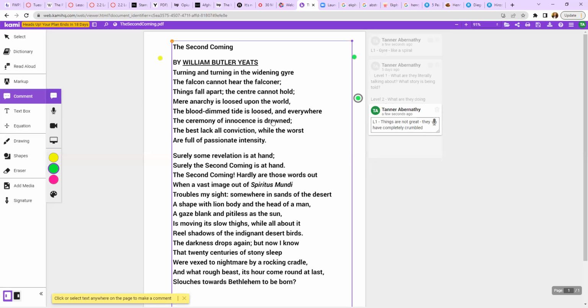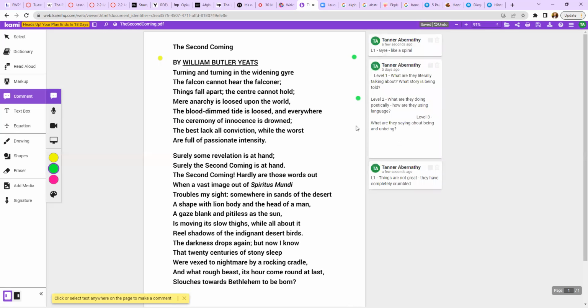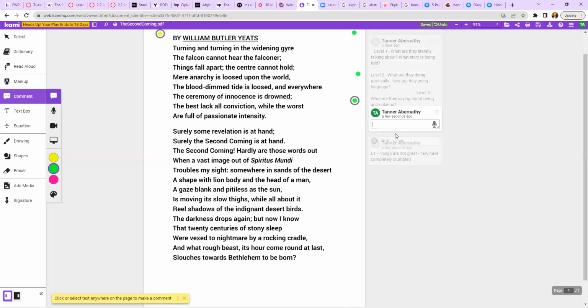The blood-dimmed tide is loose, and everywhere the ceremony of innocence is drowned. What a violent word right there, drowned. The best lack all conviction, while the worst are full of passion and intensity. That tells me the people who might have done something about it are not doing it.